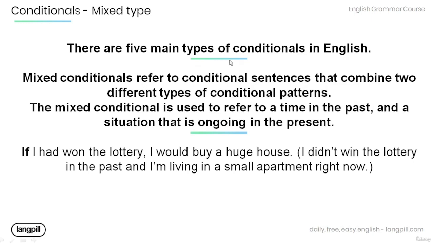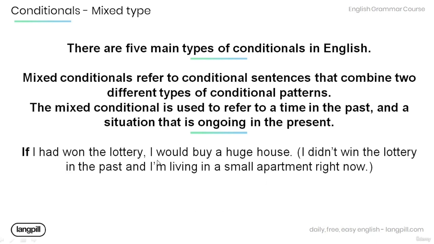Now, there are 5 main types of conditionals in English, and amongst them are mixed conditionals. Now, mixed conditionals refer to conditional sentences that combine two different types of conditional patterns. The mixed conditional is used to refer to a time in the past and a situation that is ongoing in the present. Have a look at the example below.